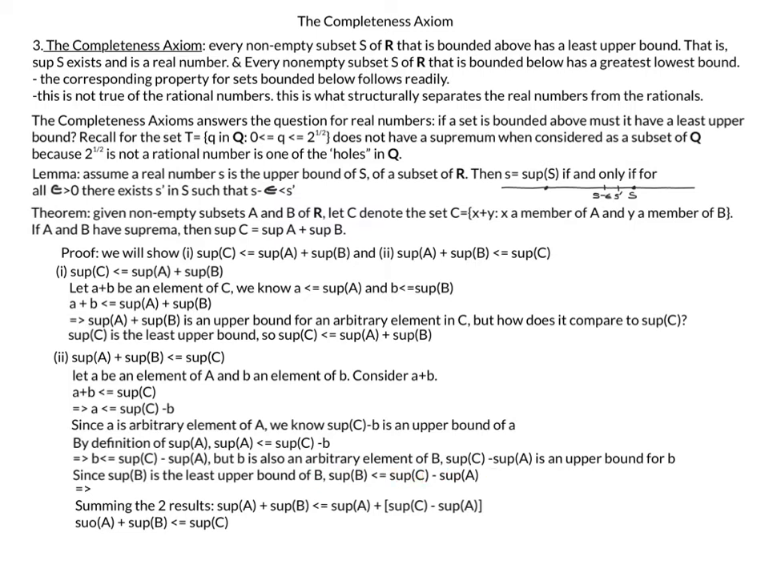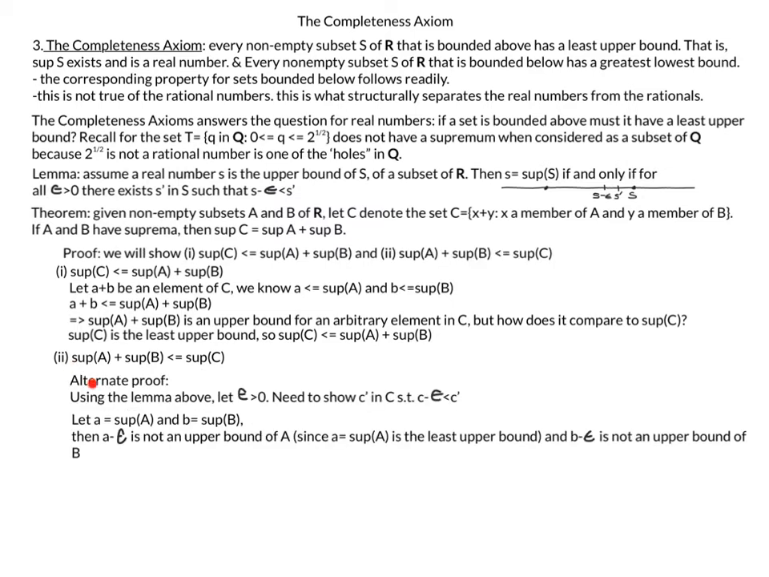minus sup A. So I sum the results. I have sup A plus sup B is less than or equal to sup A, and then I plug in the sup C minus sup A over here for sup B. And what I get is sup A plus sup B is less than or equal to sup C. And I'm done with my proof.